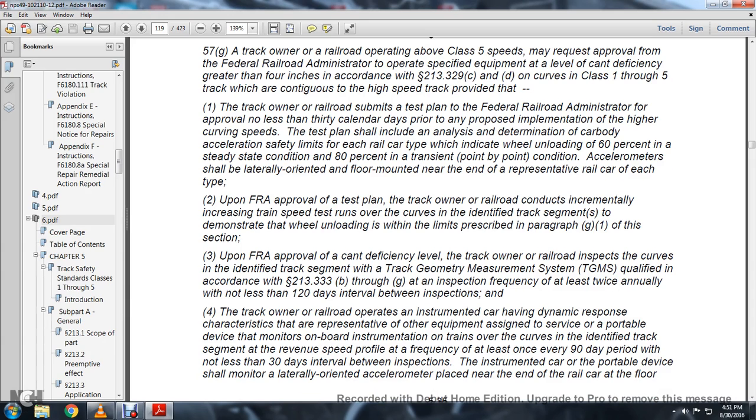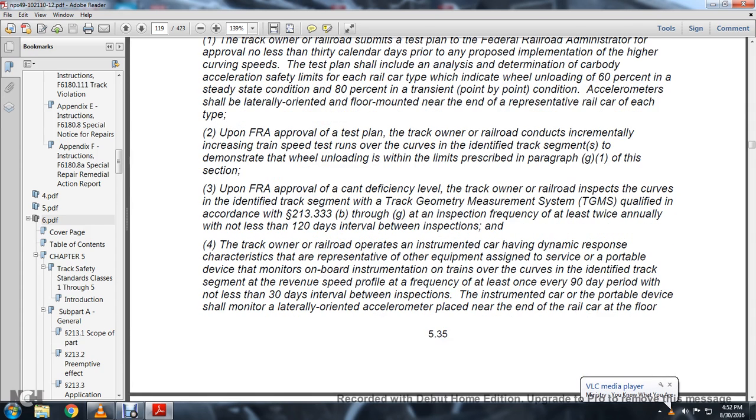Upon FRA approval of the cant deficiency, the track owner or railroad inspects the curve, identifies the track geometry measurement system qualified in accordance with 213.333, B through G, with an inspection frequency of at least twice annually, at intervals of not less than 120 days. The track owner or railroad operator instruments a car having dynamic response characteristics representative of other equipment assigned to the service, with a portable device monitoring onboard instruments of the train over the curve. They identify the track segment, the revenue speed, and the profile, at a frequency of at least once over every designated period, at intervals of not less than 30 days.